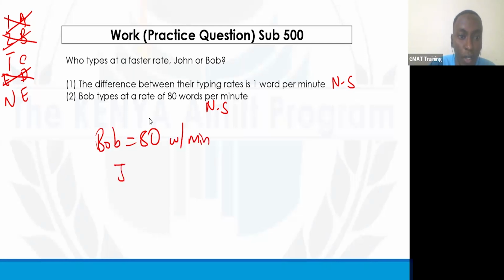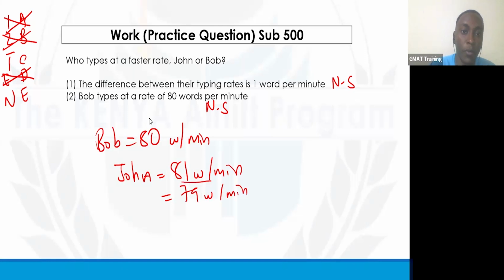Then does John have, sorry, yeah, so does he have 81 words per minute, or does he have 79 words per minute? If John had 81 words per minute, then John will be the faster person. If John had 79 words per minute, then Bob would have been the faster. So we still don't have enough information for us to confidently say John is faster or Bob is faster.